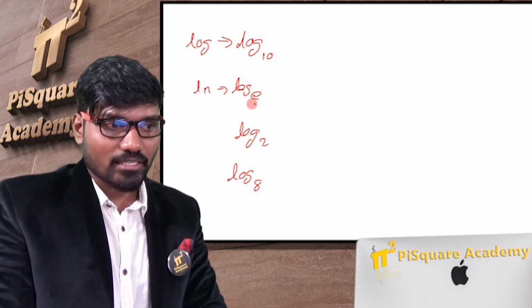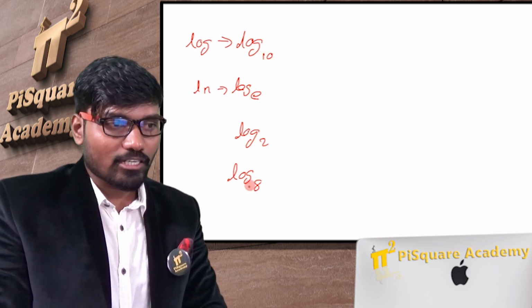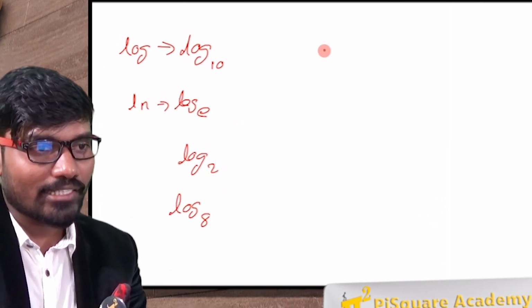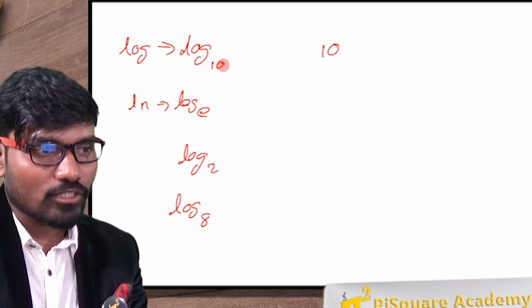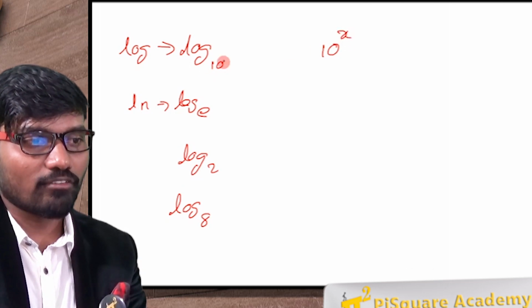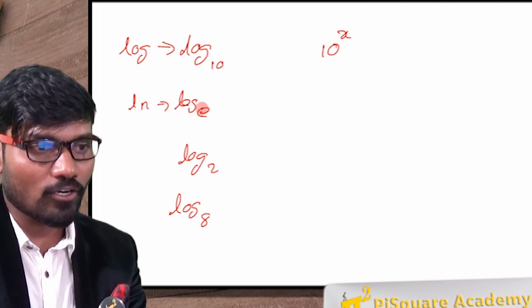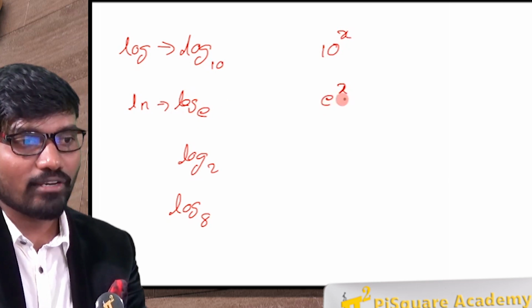Natural log means base e. If there is another base, it will be given. Okay, what about anti-log? To perform anti-log means simply 10 to the power of this x value, whatever the value. Whatever the base, for the natural log, what is the anti-log? e power the value of x.